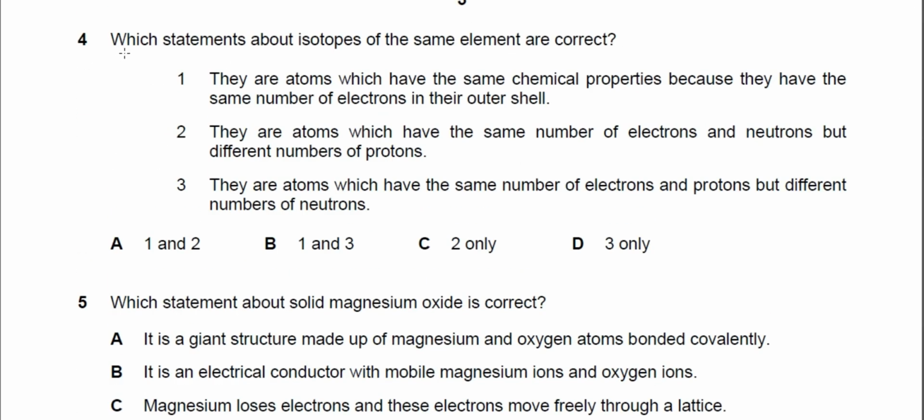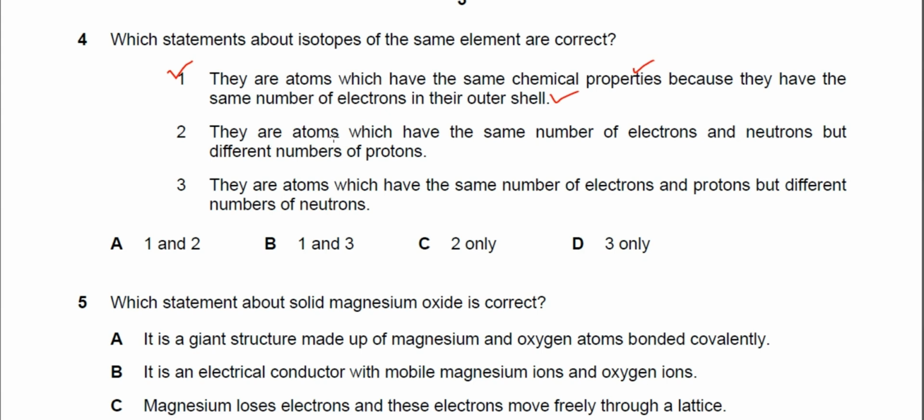He says, which statement about isotopes of the same element is correct? So first of all, we have to look at these statements, whichever is correct, then we have to check the options. In the first, he says they are atoms which have the same chemical properties. Yes, this part is correct, because they have the same number of electrons in their outer shell. So I agree that statement 1 is totally correct.